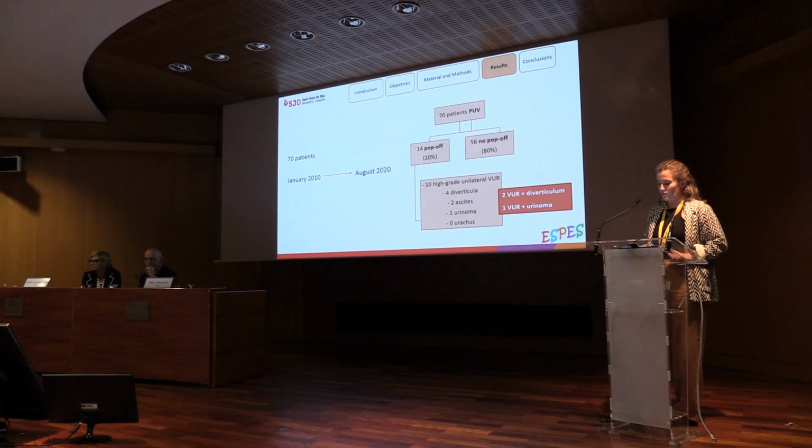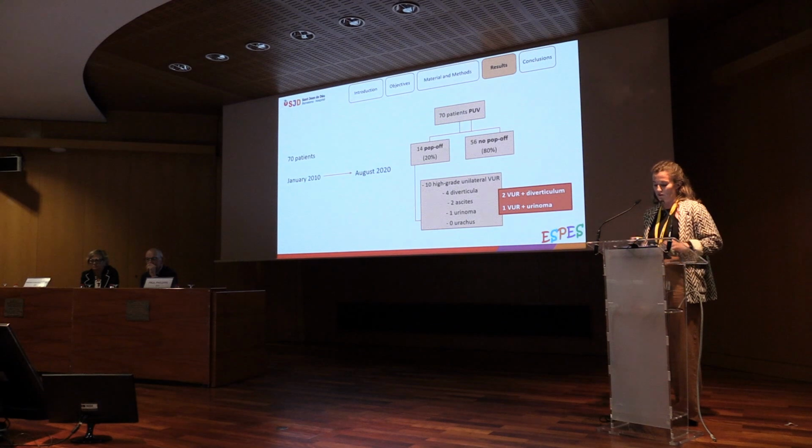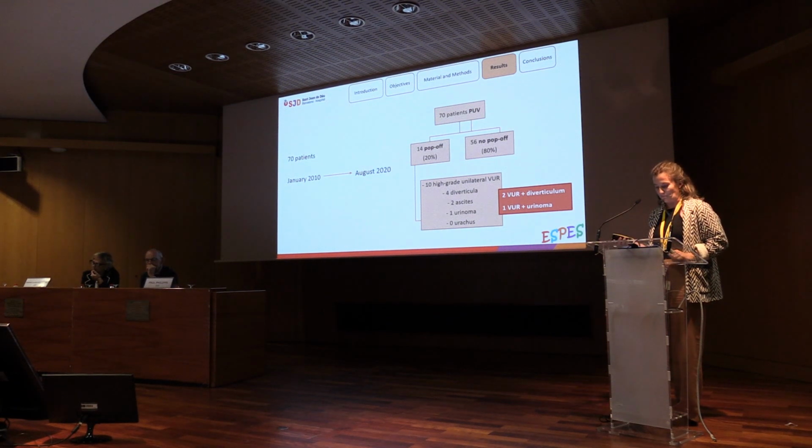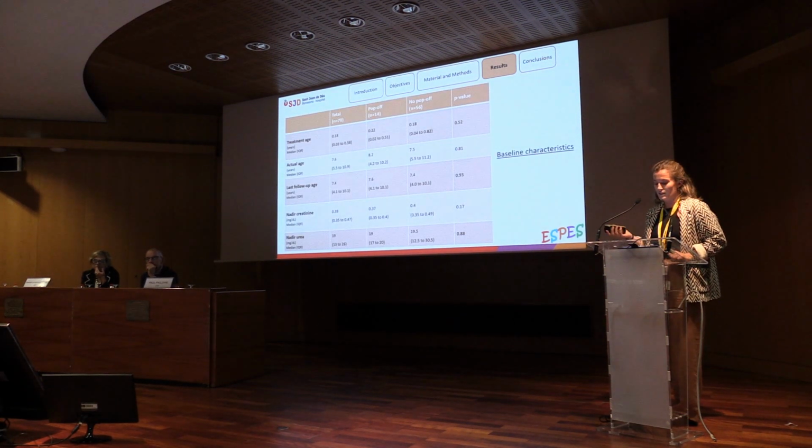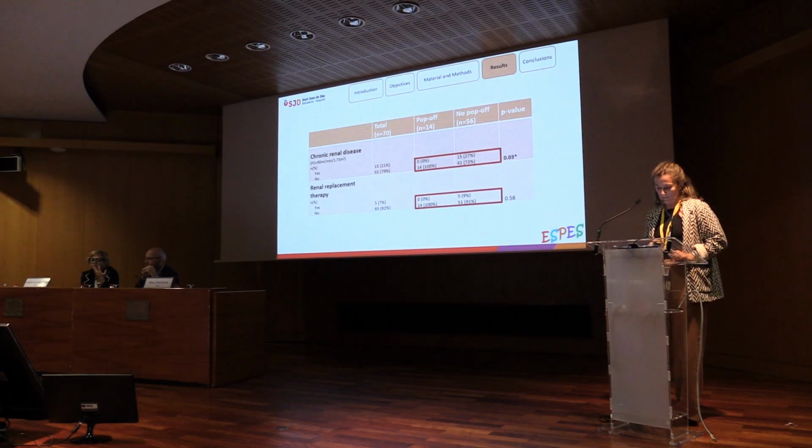From these 70 patients, 14 of them had pop-off mechanisms and 56 did not. The pop-off mechanisms were mainly high-grade unilateral vesicoureteral reflux and diverticulum, 2 ascites, 1 urinoma, and we found no urachus. In 3 patients, they found more than 1 pop-off mechanism, 2 with vesicoureteral reflux and diverticulum, and 1 with urinoma. There were no differences regarding age or analytical parameters between the 2 groups.